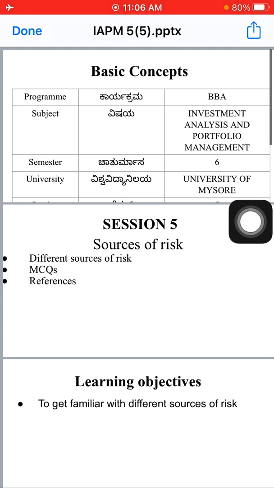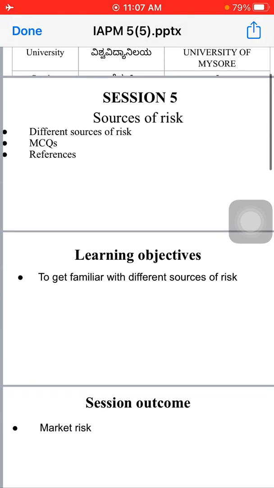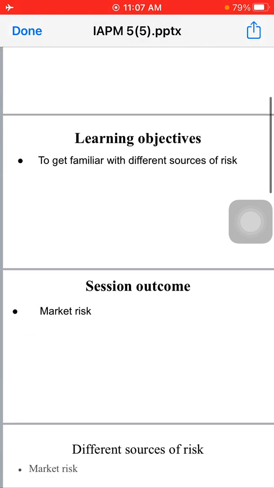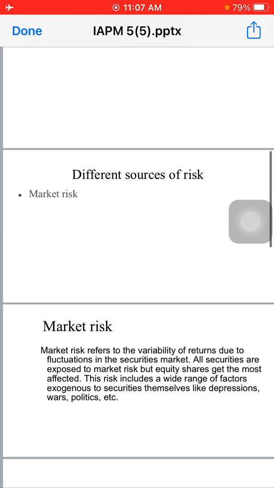Today we are going to see session 5. In session 5, again it is a continuation of the previous session, session 4, wherein we are going to see the sources of risk. And in this session, we are going to concentrate exclusively on the market risk. So, what is market risk? I am going to read out very slowly.